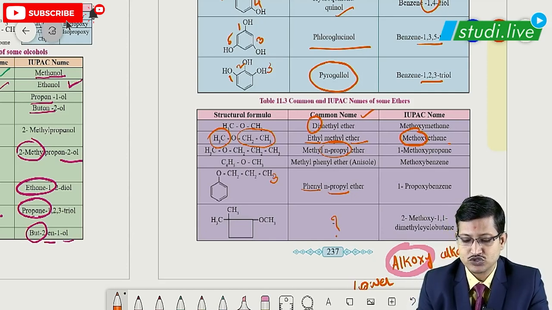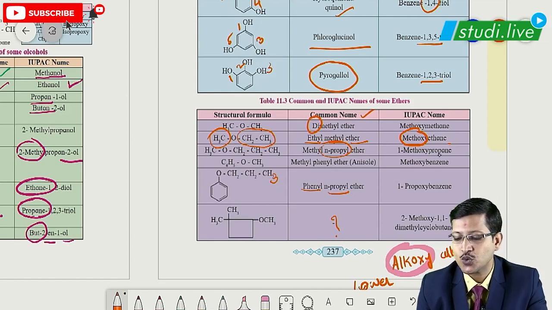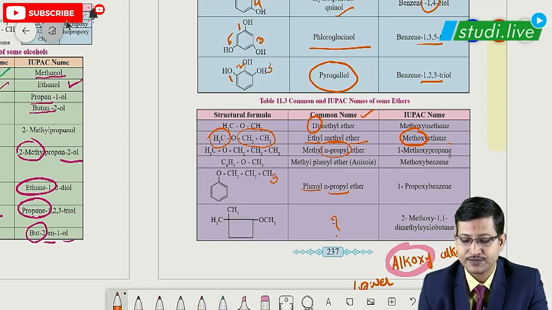Same way, moving on to the next one, CH3OCH2CH2CH3. Now this is an alkane with 3 carbons, the longest chain. At the first position you have got CH3O, so this is called 1-methoxy, and these are 3 carbon atoms, so it is propane. So the name of the compound becomes 1-methoxypropane.